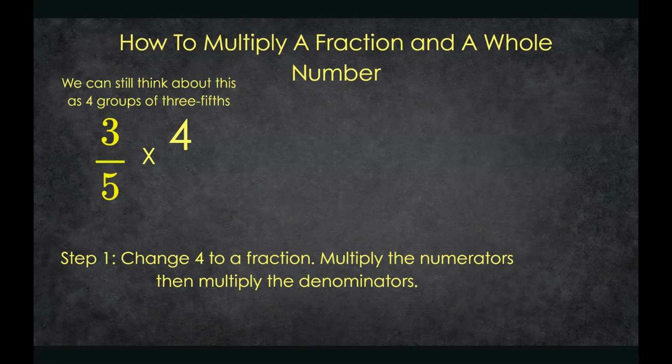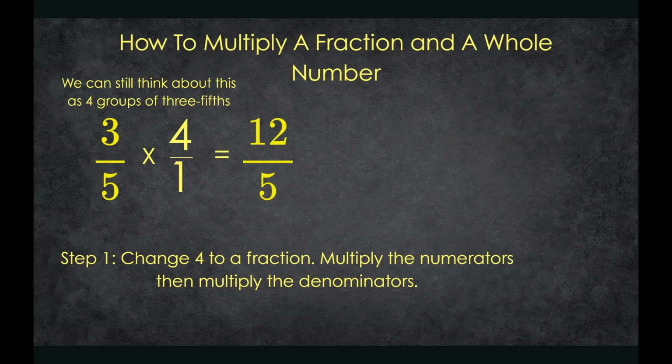What I want to do first is change the 4 to a fraction. Since 4 is a whole number, we change that to a fraction by adding a 1 underneath as the denominator. Then we're going to be multiplying the numerators. 3 times 4, that's going to give me my new numerator. And then we multiply the denominators. 5 times 1, and that'll give me my new denominator for my new fraction. 3 times 4 is 12. 5 times 1 is 5.